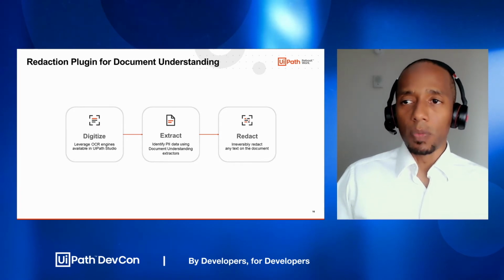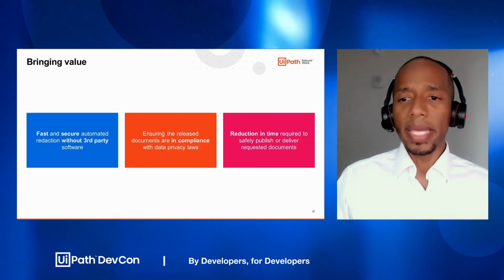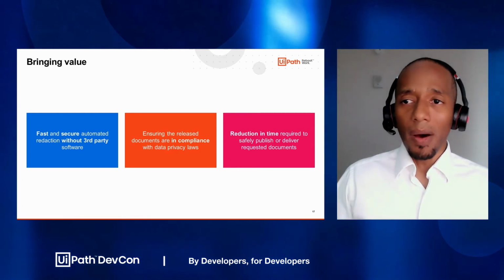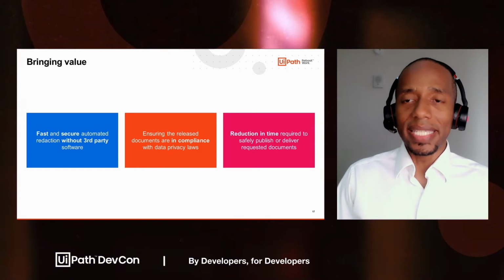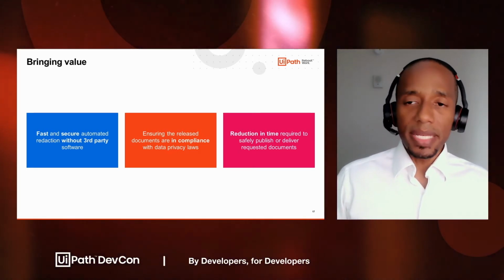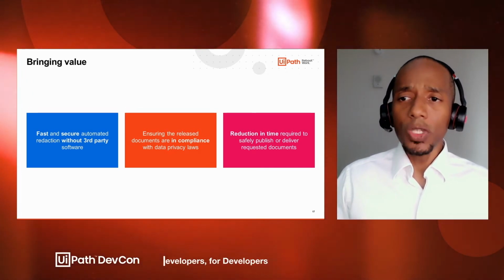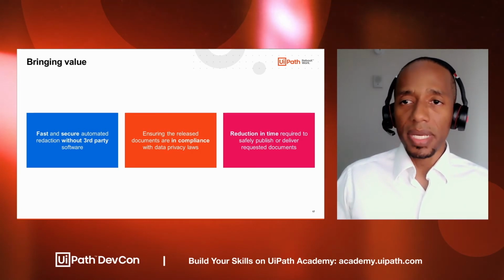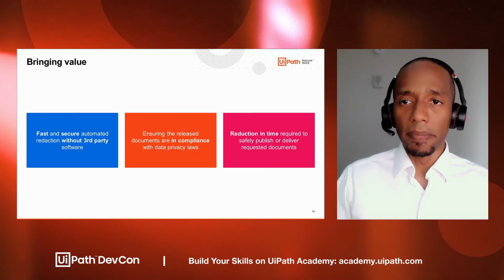Now that I've told you what, let's consider the why. Why is redaction important? Why is this redaction solution important? Well, automating redaction without third-party software is important because then you can redact at any time of the day. You can also redact without having eyes that shouldn't be seeing the sensitive data looking at it at any point in time. It ensures that released documents are in compliance with the latest corporate policy and data privacy laws. And it reduces the time required to publish or deliver requested documents, as in the case of FOIA.